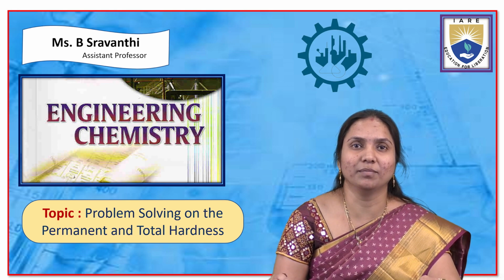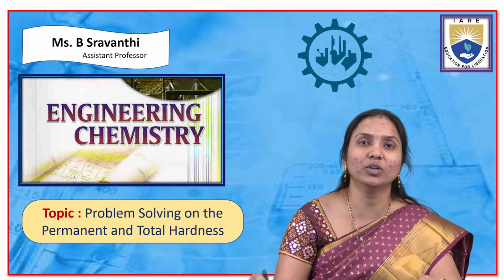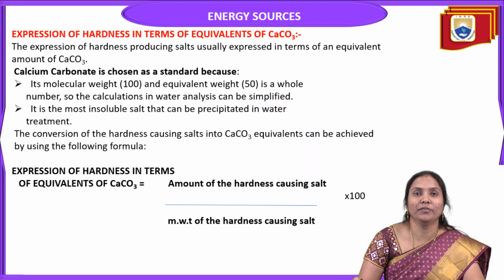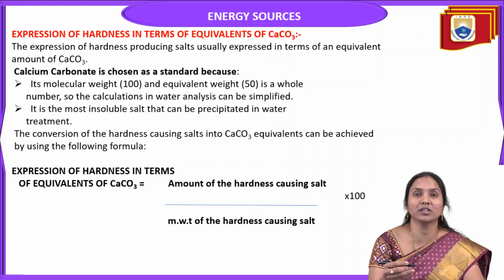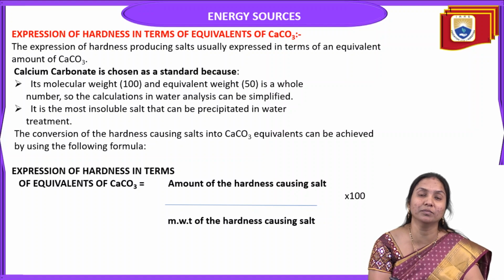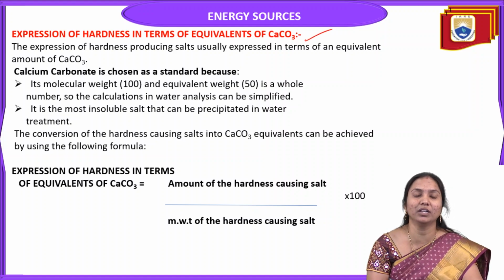Today we are going to discuss problems on temporary, permanent and total hardness of water. Before going to discuss these problems, we should remember why all these hardness causing salts are converted into equivalents of CaCO3. This is most important for numerical calculations based on temporary, permanent and total hardness of water. So now let's discuss expression of hardness in terms of equivalent of CaCO3.